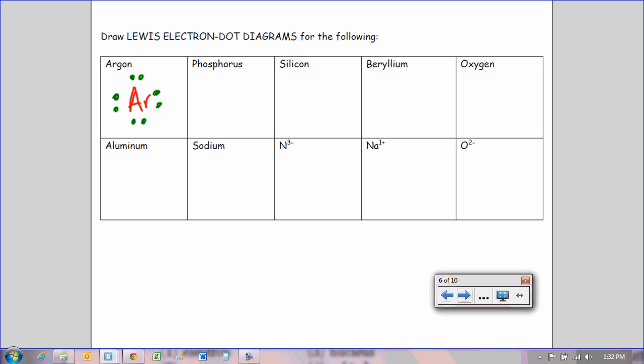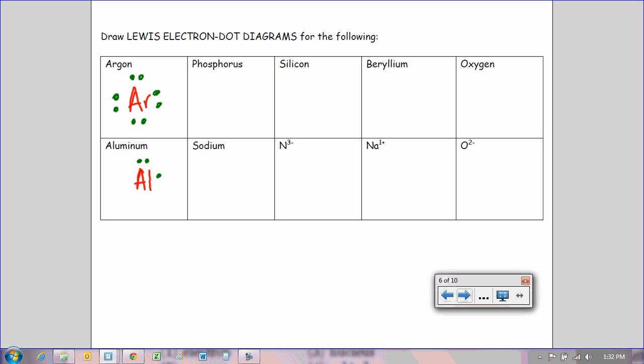Aluminum. Well, you start with Al for the element symbol. You look at your periodic table and you see the electron configuration is 2, 8, 3, so there's 3 valence electrons. The way to do it is you give the first 2 a pair, and then you put 1 by itself. That's it. That's how easy the simple neutral atoms are.